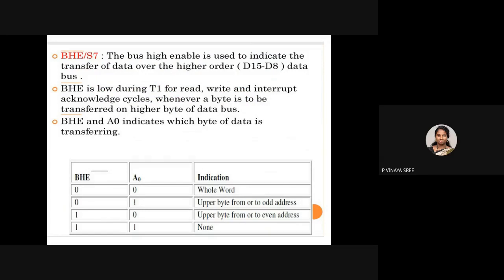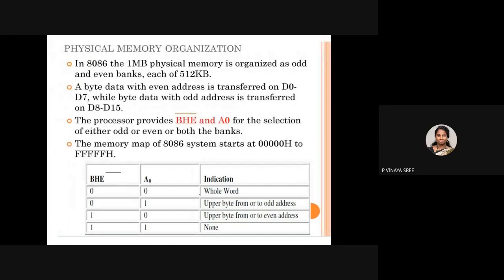If it is 0 1, here we are only accessing the upper byte, which we call an odd address. If BHE is not activated and A0 is activated, we are accessing the lower byte from or to an even address. And if it is 1 1, both are not active, so we are not doing any operation. With the help of this diagram, I have explained memory banking: odd banking will have 512 KB and even banking will have 512 KB.